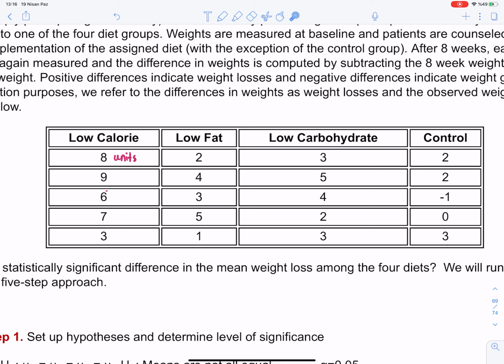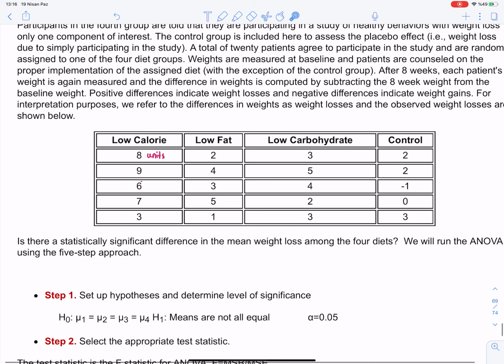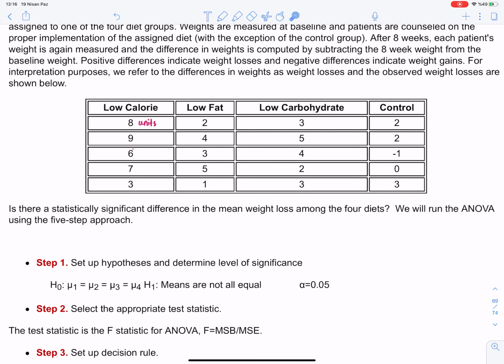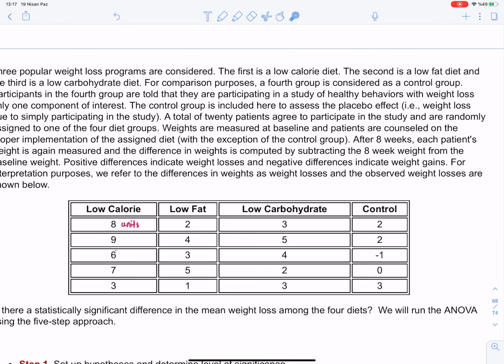But it is clear that the control group seems to be different, though we don't know whether it is statistically significant. It is different from the low carbohydrate, low fat, and very much different from the low calorie. You can read it easily yourself from the table. Of course, in practice, 20 people is not enough to apply the ANOVA.